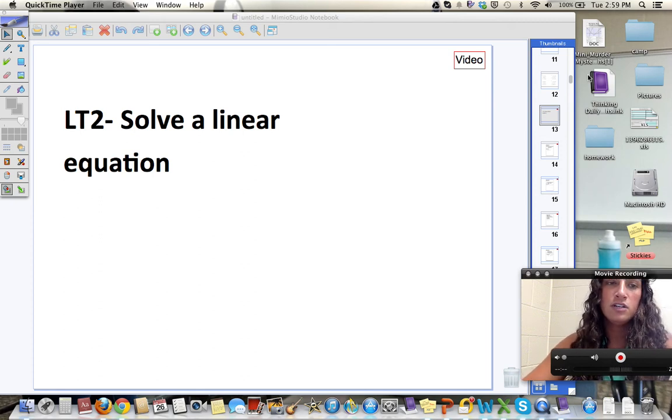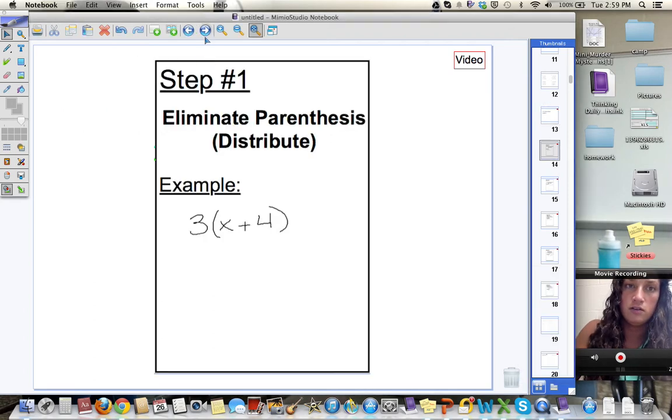All right, Unit 1, Learning Target 2, we're going to solve a linear equation. On yours you have up to step 5. I'm going to do it one step at a time. Follow along with me. All right, so eliminate the parentheses, so we're going to distribute.